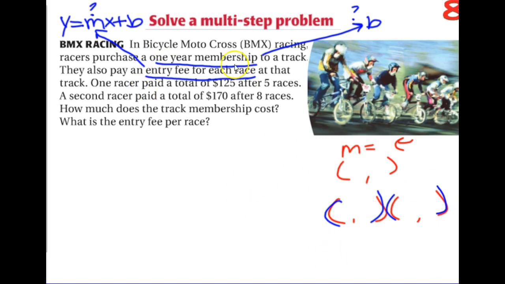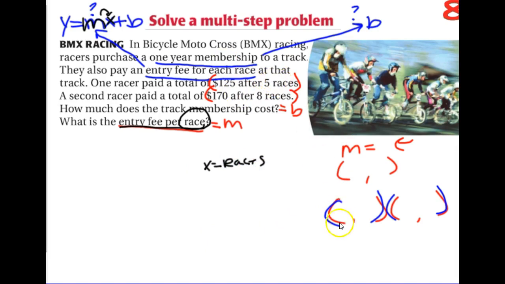It says one racer paid a total of $125 for 5 races. A second racer paid $170 for 8 races. So they want to know how much does the track membership cost. So that membership was B. They want to know what's B. And what's the entry fee per race, which is M. What we're paying multiple times every single race. Now if you think of our equation, entry fee per race, so M is our slope, what we're paying per race. So the number of races must be X.